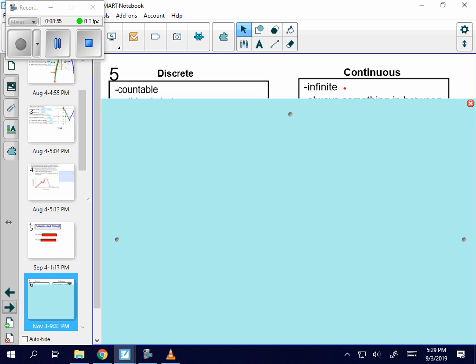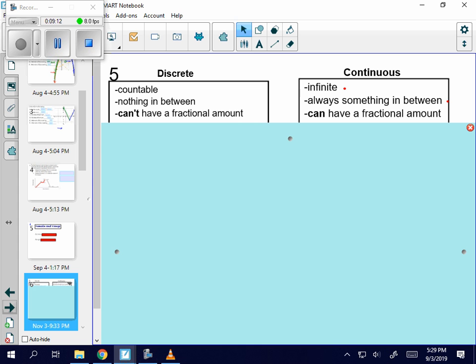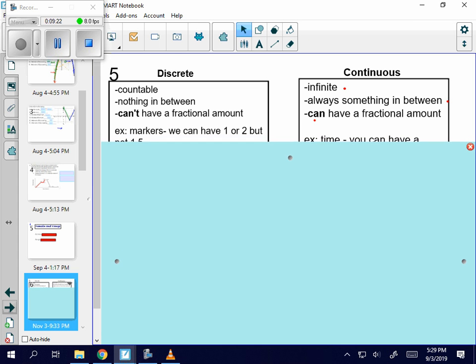So what does that mean? Well, if it's countable, there's nothing in between, like the numbers 1, 2, 3, 4. There's no fractional amounts in between. But continuous would always have something in between. There's 1.1 and 1.2 and 1.3, and even numbers between those numbers. So we can't have a fractional amount if it's discrete, but we can have a fractional amount if the graph is continuous. Let's talk about some examples.